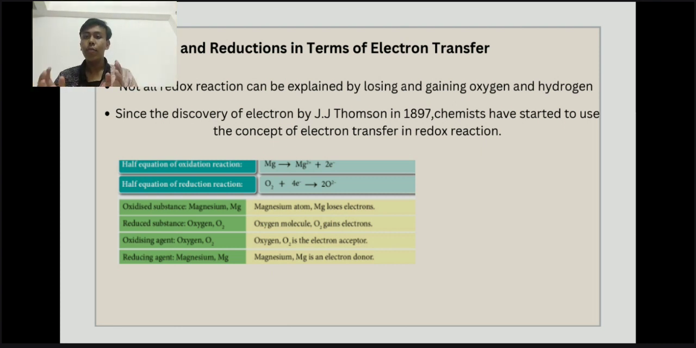As you can see here, magnesium is actually being oxidized because magnesium loses electrons, while in the case of oxygen, it gains electrons, making it a reduction. That also makes oxygen the oxidizing agent, while magnesium is the reducing agent.